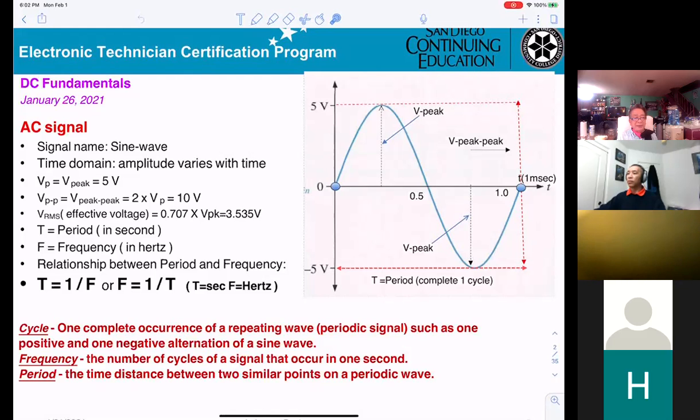If you're looking at the sine wave, you're able to recognize everything here. Here you can see that it varies with the time. This one will be 1.0 millisecond, and this point right here 0.5 millisecond. Okay, so any question?